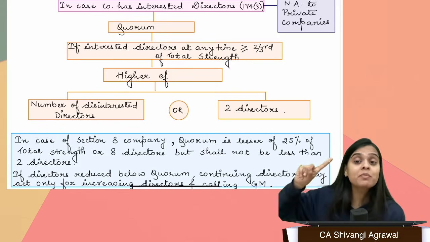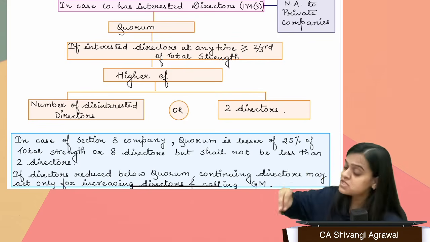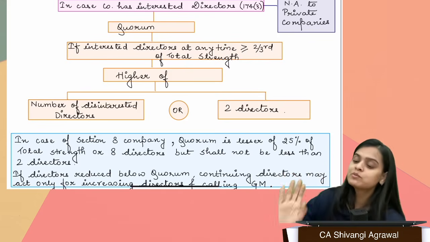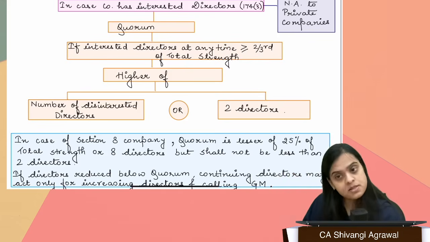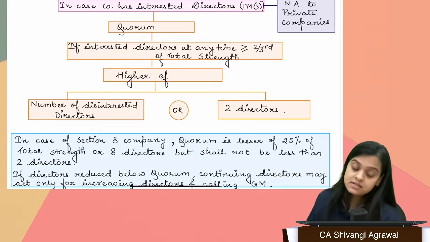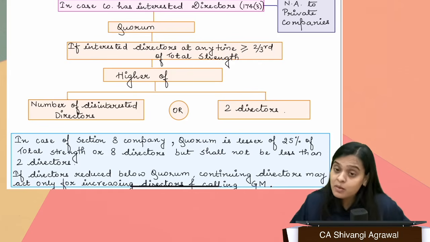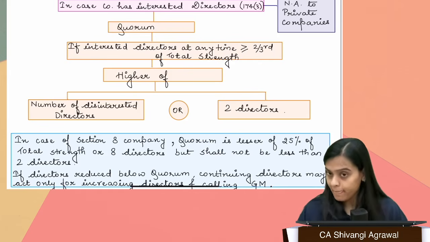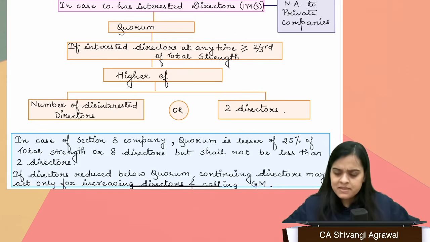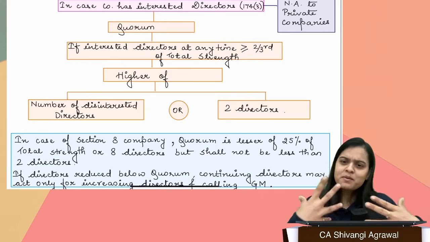Now, this does not apply to private companies. Private companies, if you give the proper disclosure that yes, I am interested, you can participate, you can vote. But in other companies, that is in public companies, you can't. You can't. Okay, ma'am. But sometimes there again becomes a problem.